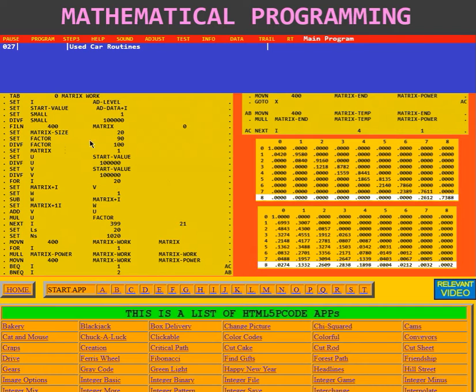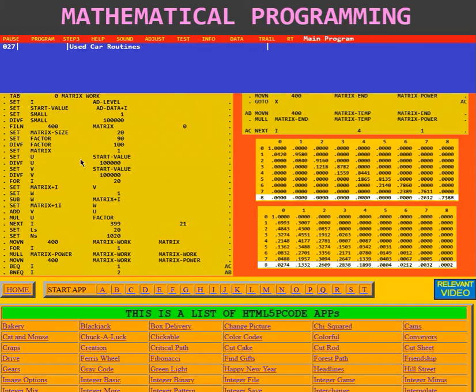Then it sets factor to 90 and divides its floating point by 100. That means it's going to be 0.9. Then it sets the matrix value at the very first position to 1. And over here is that matrix, and there the first position is 1. That means whenever it gets in row 1, it's going to stay in row 1.